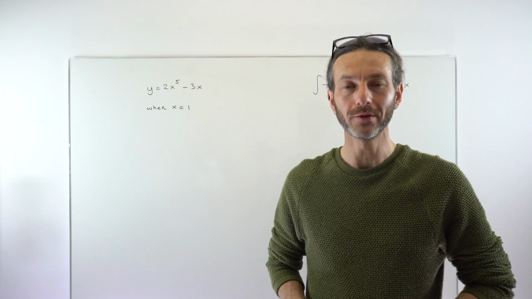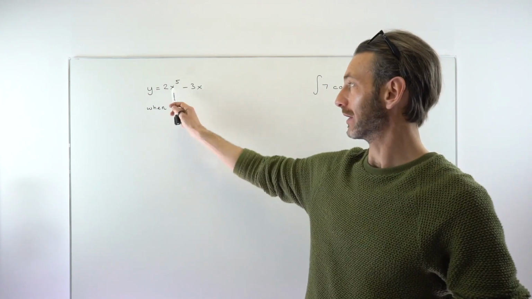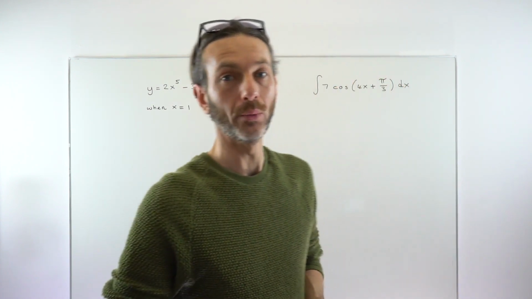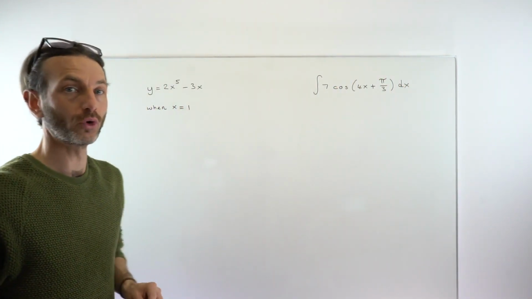In question 2, we're being asked to find the equation of a tangent line to this curve at the point where x equals 1. So ultimately, this is a straight line question, so we need to plug into our straight line formula.